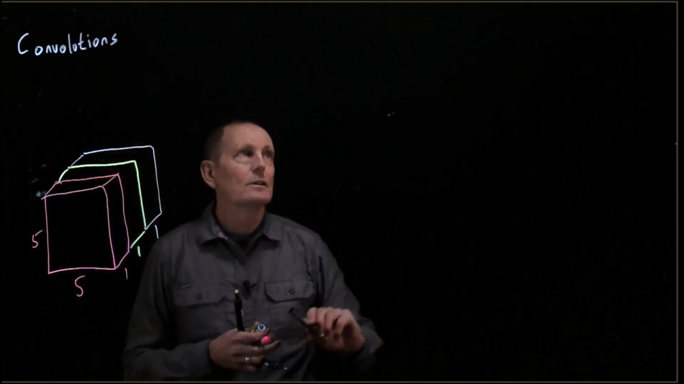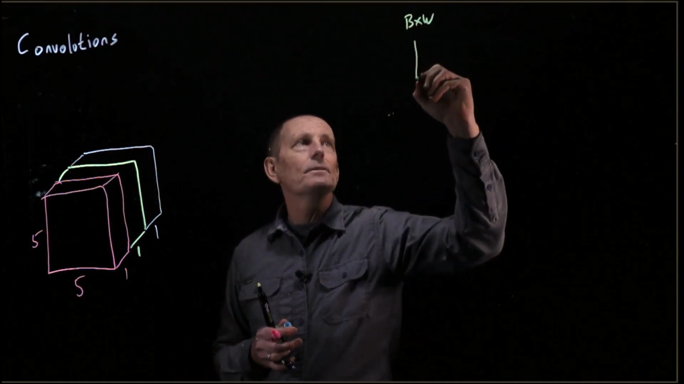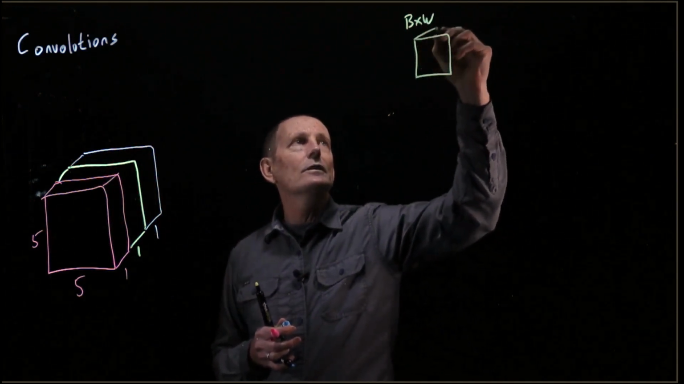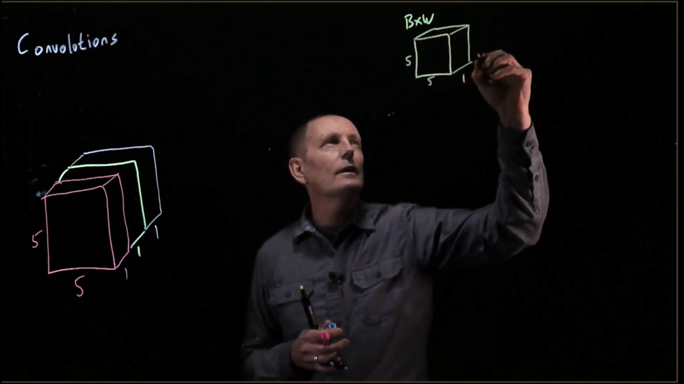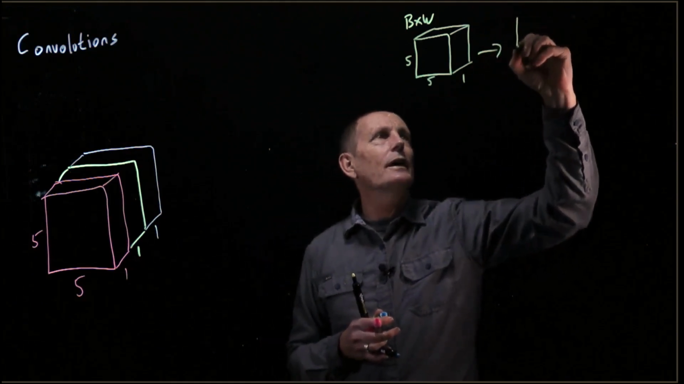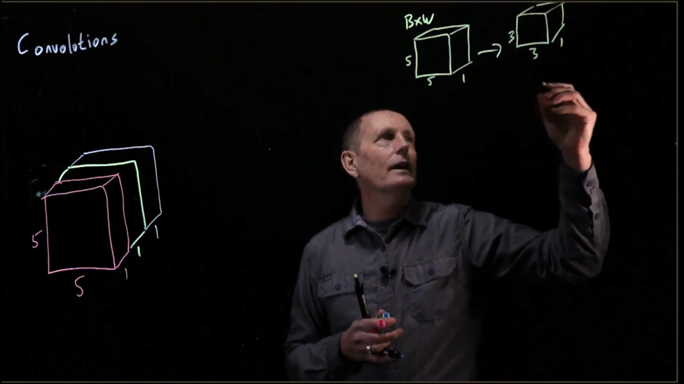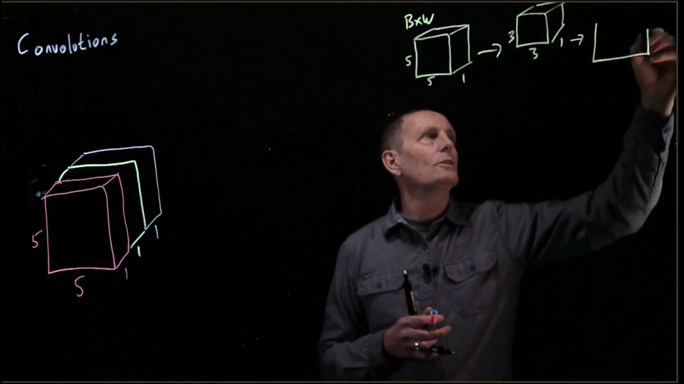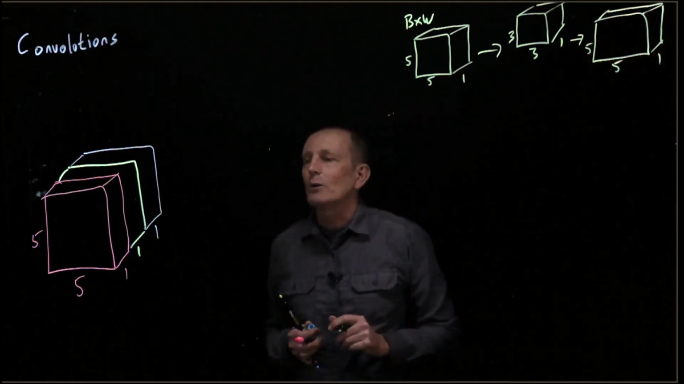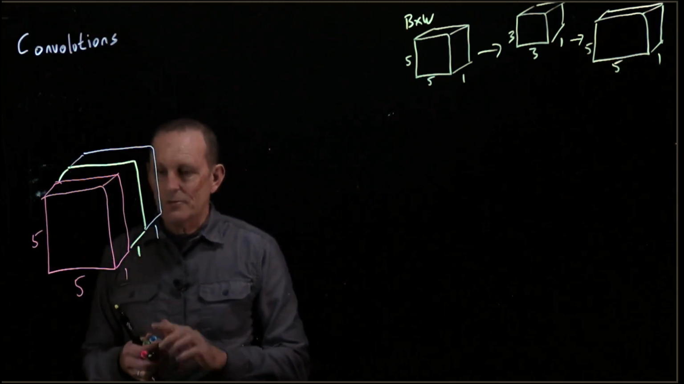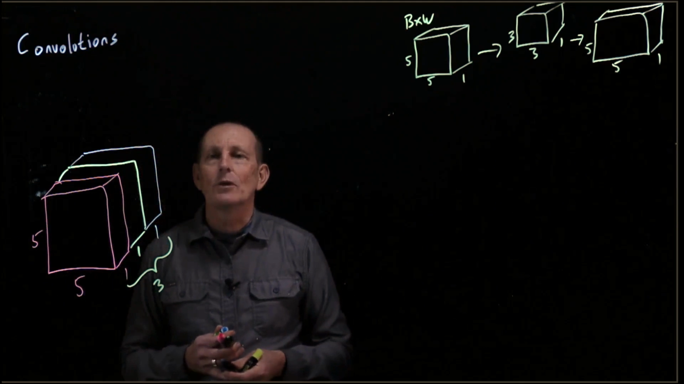In our previous example, for the black and white case, we took a 5x5x1 and took it through a 3x3x1 kernel and convolved that into a 5x5x1. Now we're going to actually be taking a 5x5x3, and we're going to convolve that and see what happens.